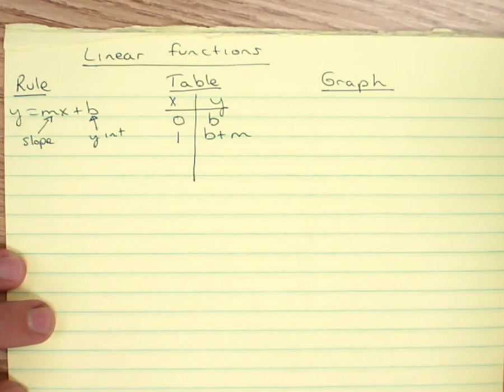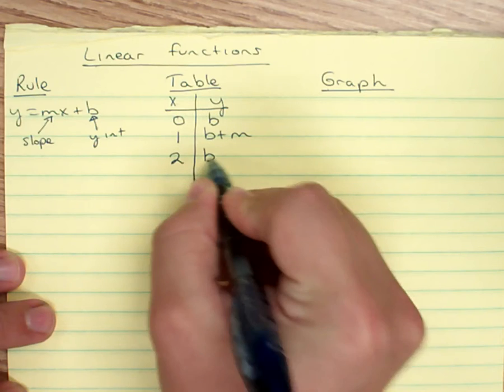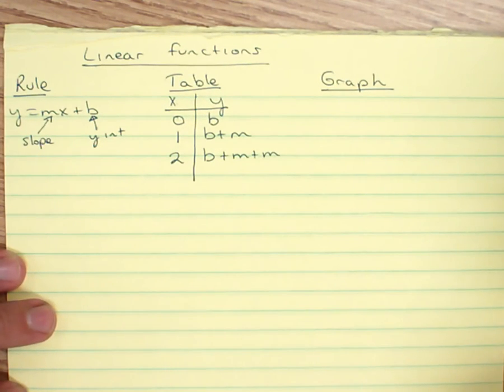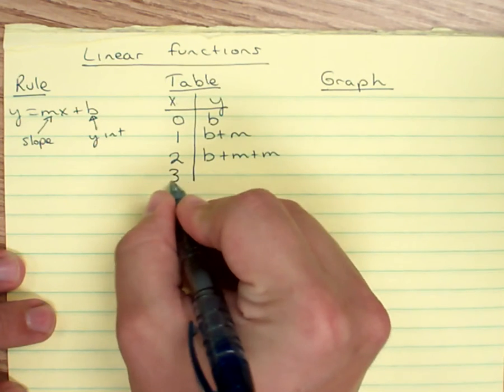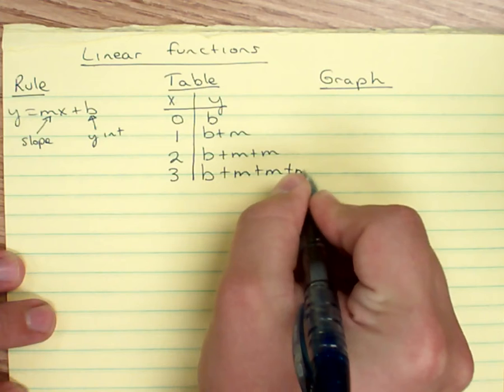Because we have to remember, linear functions are either repeated addition or subtraction. So for 2, this would be b plus m plus m, or b plus 2m. And for 3, this would be b plus m plus m plus m. Right?